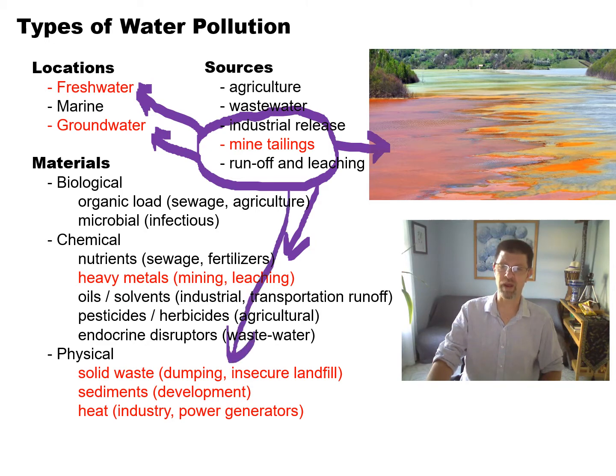So I have listed down here or highlighted heavy metals because of mining, because of leaching, and then also solid waste because of dumping around a mine, because of sediments, and because the industry of mining involves power equipment and generators. There's often heat pollution that goes on with the water that gets released from these systems.